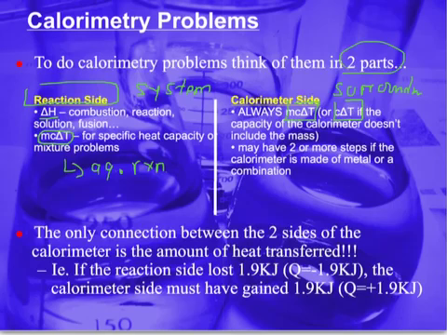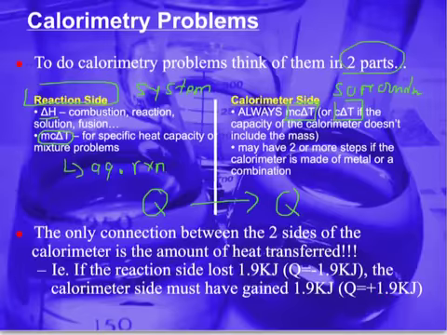And remember, the only connection between these two sides, between the system and the surroundings, is the amount of heat transferred. The amount of heat lost by the chemical system is equal in number, but opposite in sign, to the amount of heat gained by the surroundings. So here, if the reaction side loses 1.9 kilojoules, then the calorimeter, or the surroundings, must gain 1.9 kilojoules.